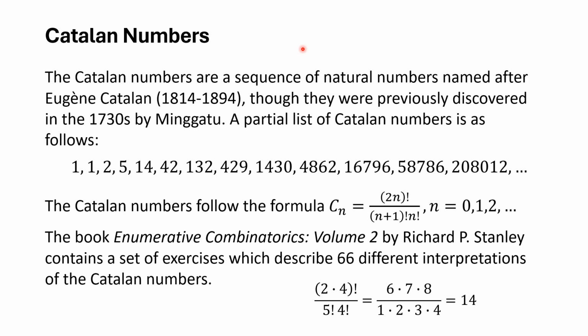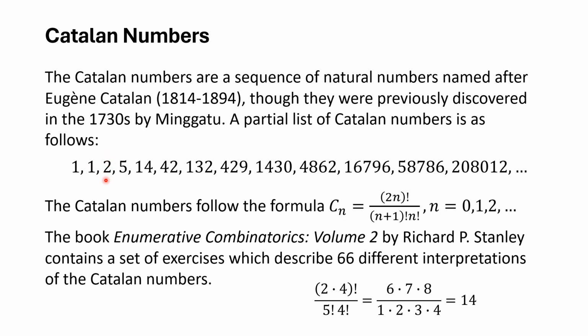The problem we've been looking at is one of a class of problems whose solutions are governed by something called the Catalan numbers. The Catalan numbers are a sequence of natural numbers named after Eugene Catalan. He lived in the 1800s, though they were previously discovered by a Chinese mathematician, Ming Antu. Sorry for the pronunciation. That was roughly 100 years before. And here's a list of the numbers. This is considered the 0th, so they start counting from 0. This is the first. This is the second Catalan number.